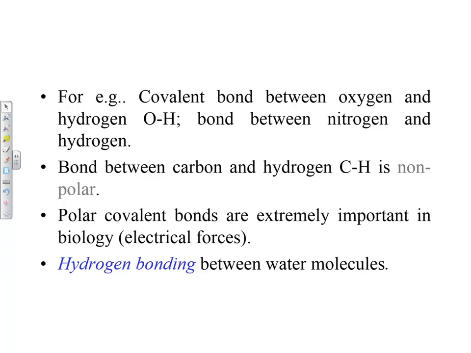Because oxygen and hydrogen have different affinities, in the covalent bond between oxygen and hydrogen there will be some charge distribution, so it's going to be a polar bond. Again, between nitrogen and hydrogen, nitrogen has strong affinity for electrons, hydrogen has weak affinity, so there will be some charge distribution there. On the other hand, the bond between carbon and hydrogen is nonpolar because there is no charge distribution. Polar covalent bonds are extremely important in biology because if a molecule has a charge distribution, then in addition to other interactions, that molecule can also interact by way of electrical forces.